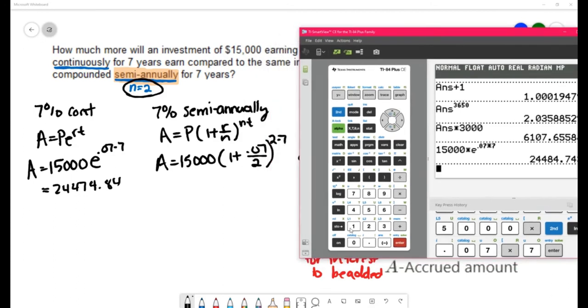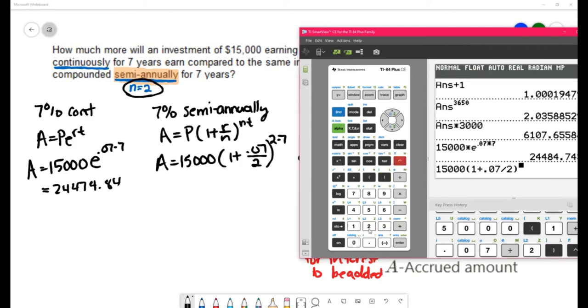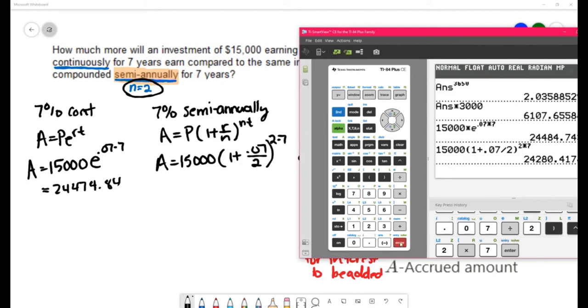And we will have $15,000 times (1 plus 0.07 over 2) raised to the 2 times 7. We have $24,280.42.